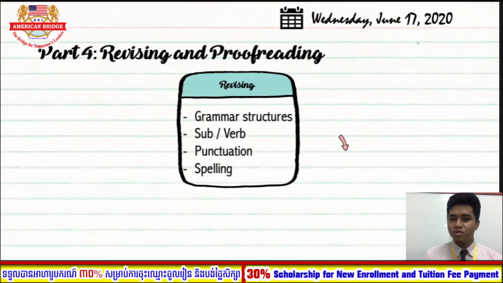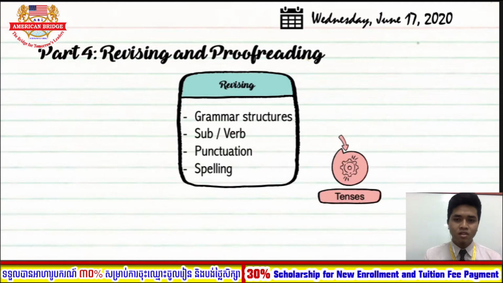So what should you do in the revising and proofreading stage? As I said, the grammar structure. Look at the tenses. Is it in the correct tense? For example, when you are writing a narrative paragraph, mostly you talk about an event or situation in the past. So is it the past tense that you are using? Is it the correct verb form of the past tense? Okay. Look at the subject-verb agreement. Is the subject singular? Is the subject plural? Look at the verb and the subject properly. This is part of the grammar structure.